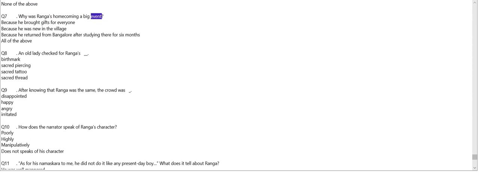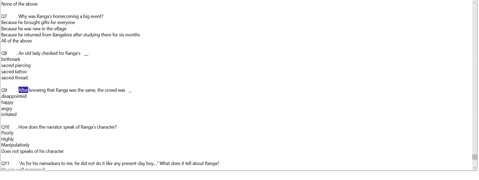Q7. Why was Ranga's homecoming a big event? Because he brought gifts for everyone. Because he was new in the village. Because he returned from Bangalore after studying there for 6 months. All of the above. Q8. An old lady checked for Ranga's __ birthmark. Sacred piercing. Sacred tattoo. Sacred thread.